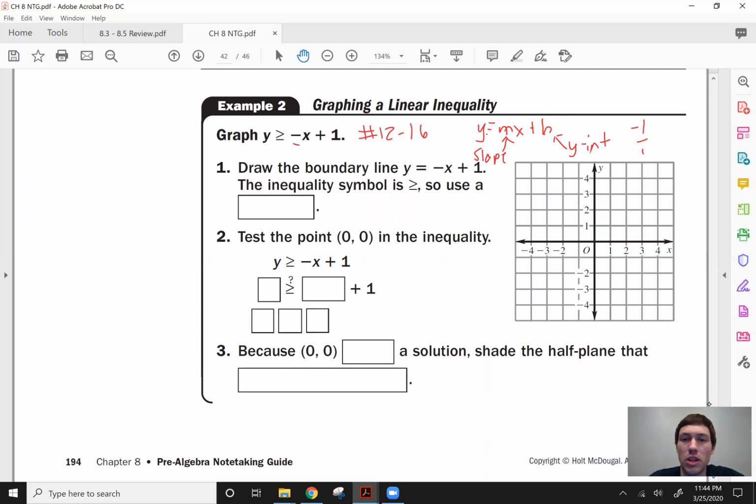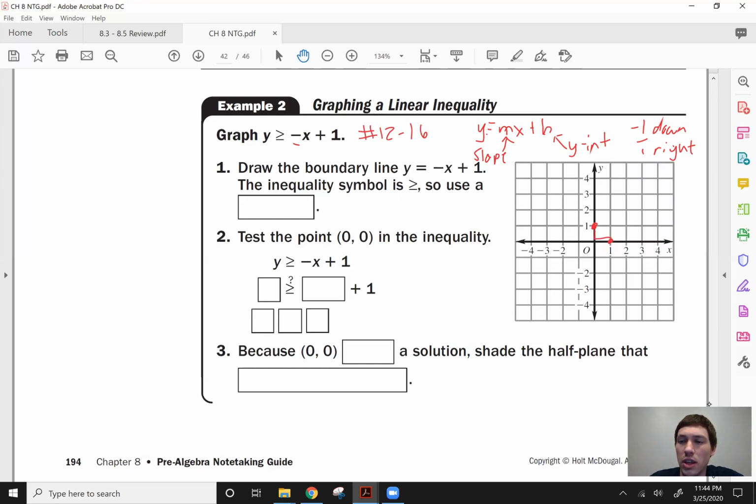So it's negative 1 over 1. And my y-intercept is 1. So I go up to 1 first, because that's my y-intercept. I do that first. And my slope tells me down 1 and right 1. So down 1, right 1.